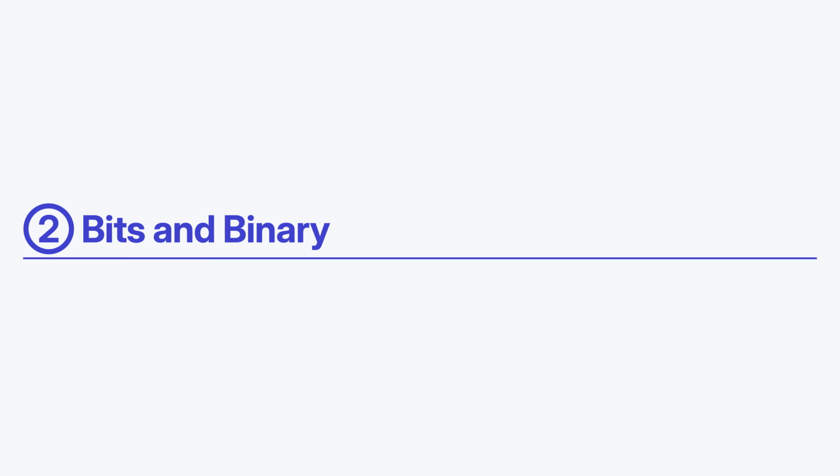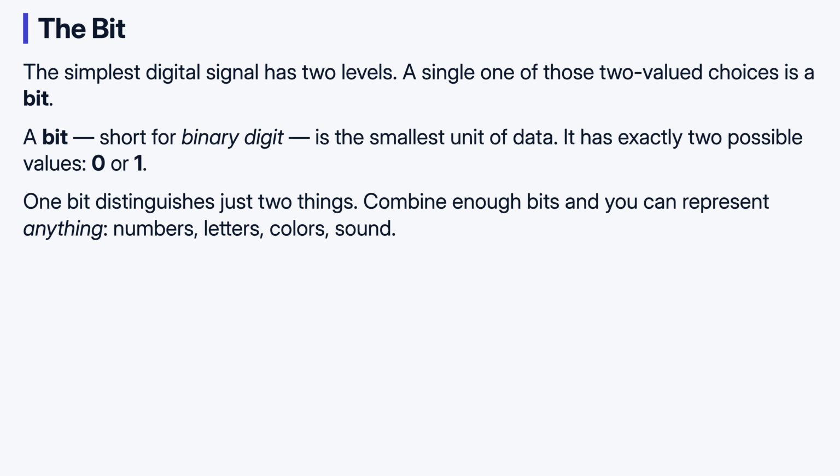If everything is zeros and ones, how do we count? To answer that, we need the bit and the binary number system. The simplest digital signal has 2 levels, on or off, high or low, true or false. A single one of those 2 valued choices is called a bit. The word bit is short for binary digit. It is the smallest unit of data, and it has exactly 2 possible values, 0 or 1.